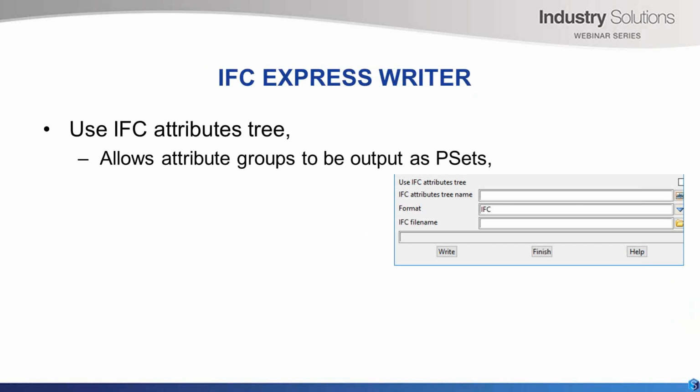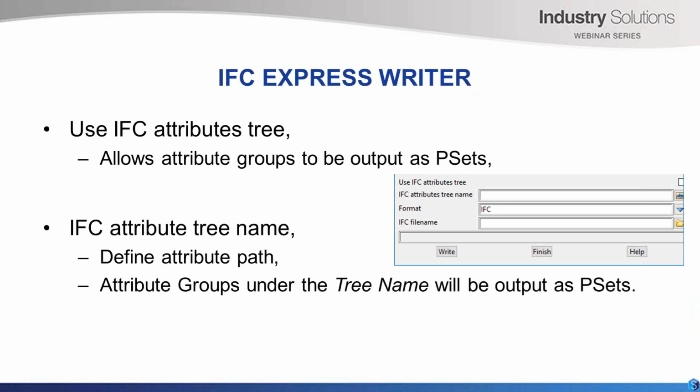Something which has been added recently to the Express Writer is the Use IFC Attributes tree. This allows us to deal with our groups and our attribute paths, because we can nominate a tree, and all the groups under that tree will go out as p-sets in the IFC file.